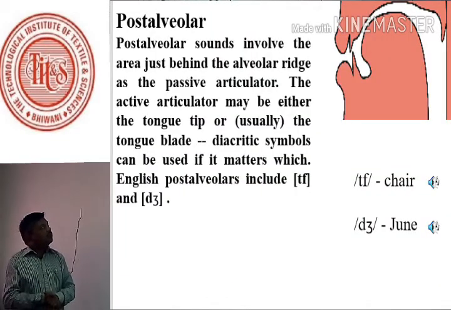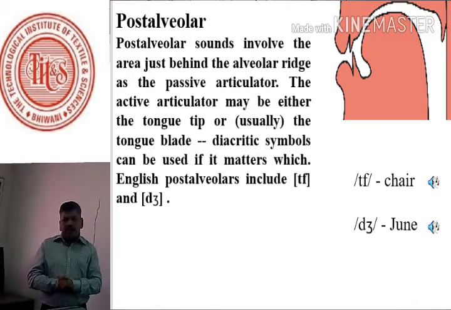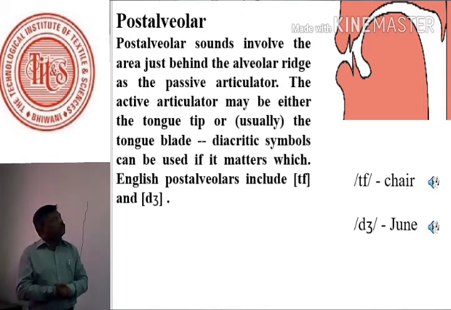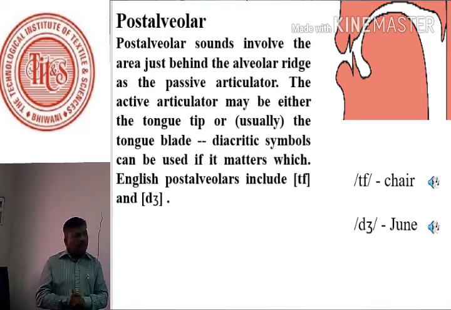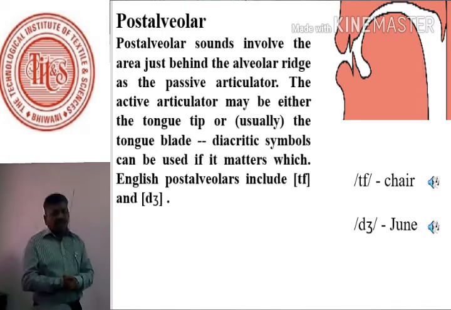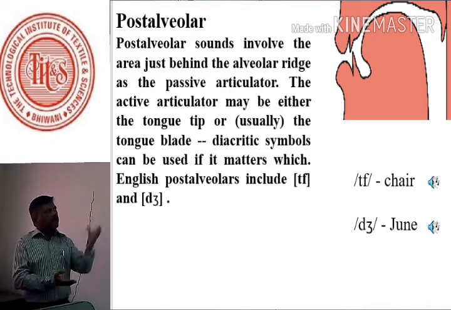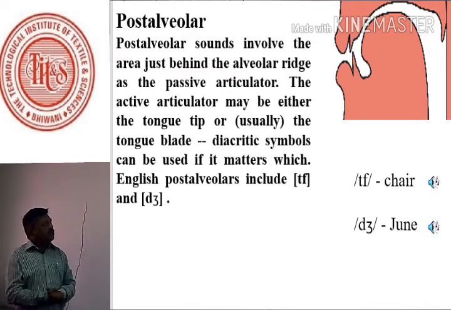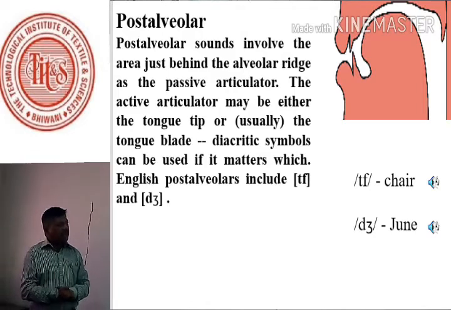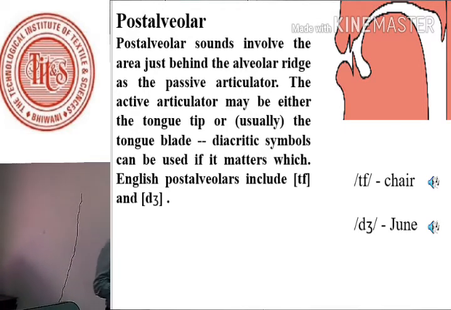Now there is post alveolar. Just a little back from the teeth ridge, toward the hard palate, two sounds are produced: "ch" and "j". "Ch" as in chair, and "j" as in June, judge. Post alveolar sounds involve the area just behind the alveolar ridge as the passive articulator. The active articulator may be either the tongue tip or, usually, the tongue blade. Diacritic symbols can be used if it matters which. English post alveolars include "ch" and "j".